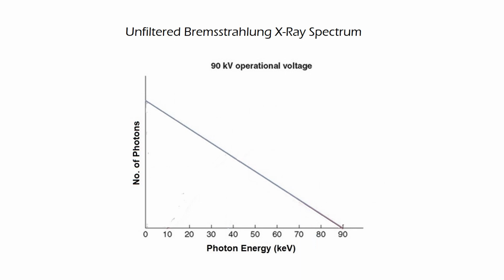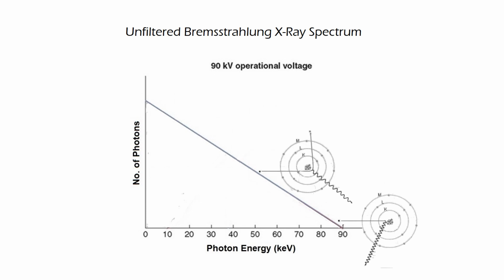It is apparent from the plot that this decrease in the number of photons with an increase in energy is linear. When the incident electron directly interacts with the nucleus of the target atom, all its kinetic energy is converted to Bremsstrahlung radiation, and the maximal photon energy is produced.